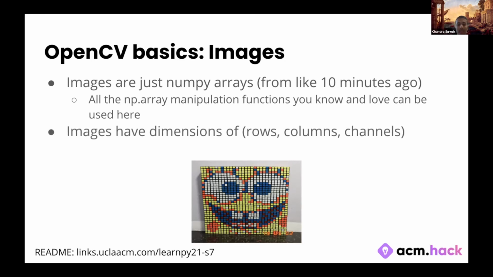So the arrays are three-dimensional. They have the rows, the columns, and the channels. So for example, if you had an RGB image that was so and so pixels, it would be represented as a 3D array with these dimensions. And here's a SpongeBob NumPy array matrix, I guess. So you can admire that.